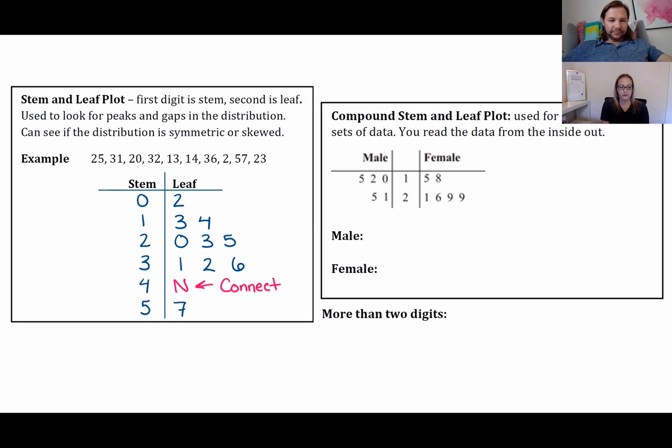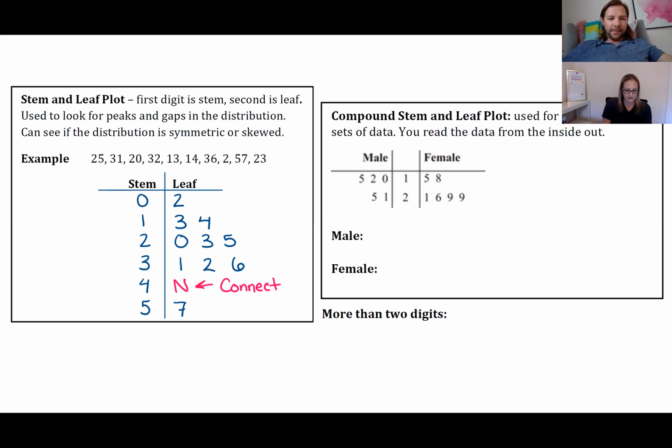Then you go through and you look for numbers that start with 1. So we see that there's a 13 and a 14. So that means you're going to put 3 and 4 in the leaf row for 1. Sometimes, depending on the properties of the chart, you might put a comma in between the numbers, but Connect does not have you put commas. They just have you put a space in between the numbers. So you would just do a 3 space 4. And typically you want to put them in order from least to greatest.